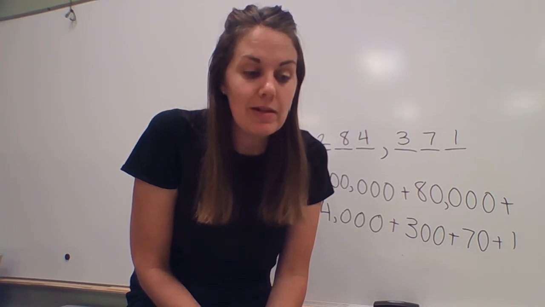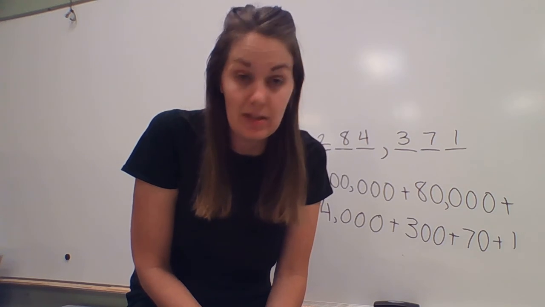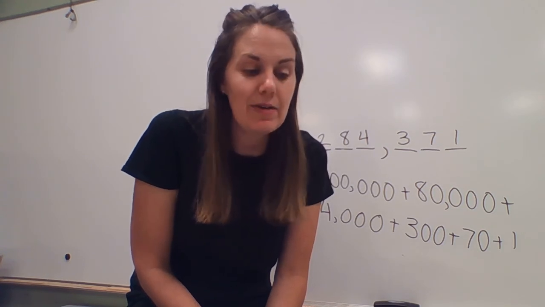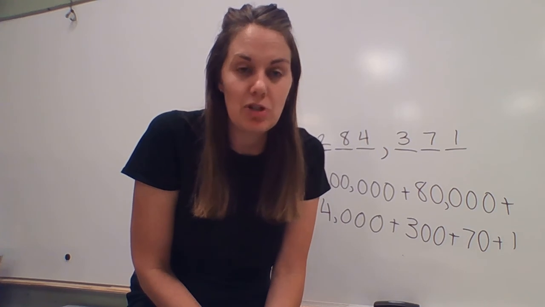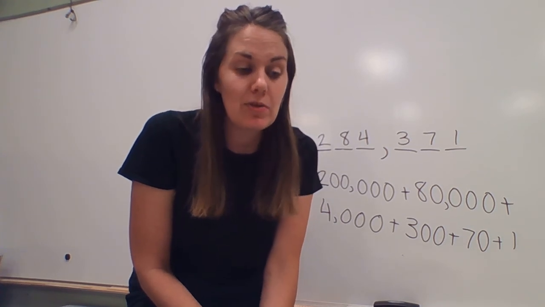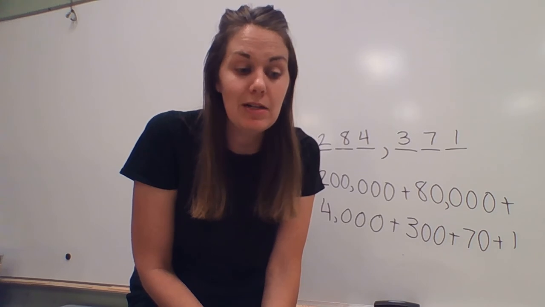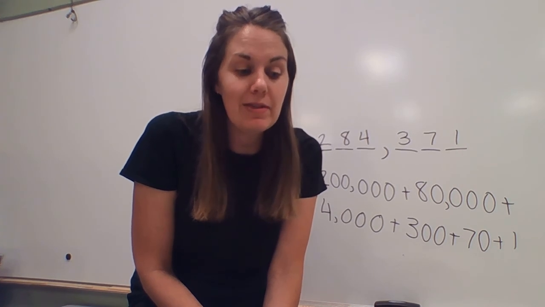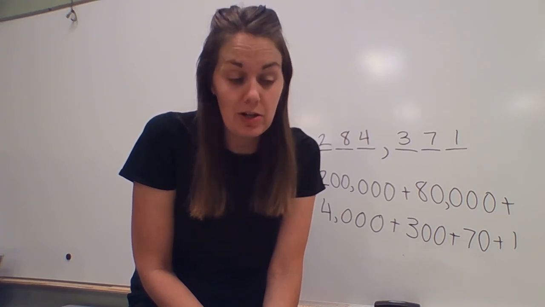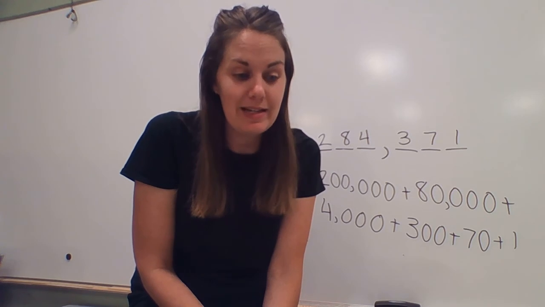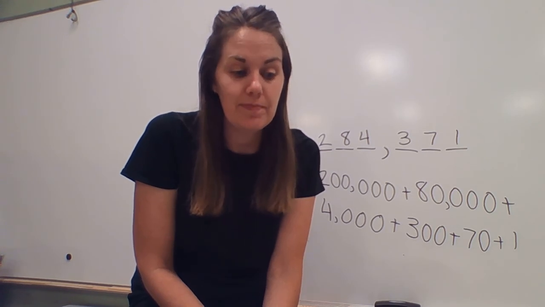A, write the number 25,049 in the place value chart. So if you were filling in the place value chart, you would start at the 10,000s and write a 2, 5 in the thousands, 0 in the hundreds, 4 in the tens, and 9 in the ones.